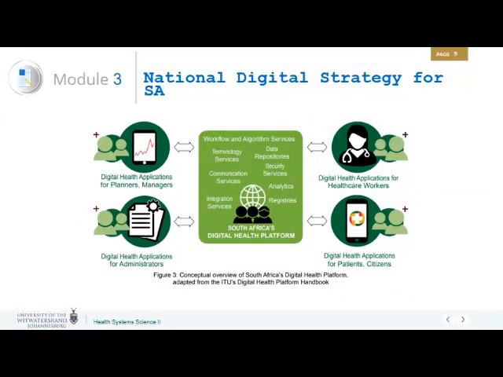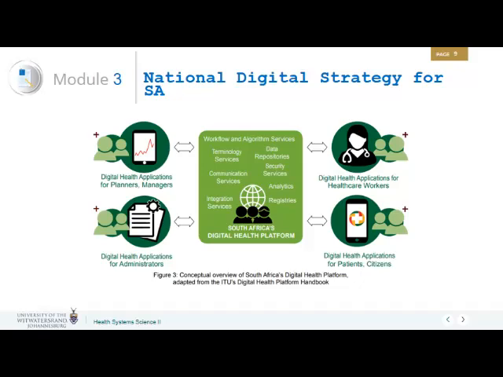Slide 9, our final slide, looks at the conceptual overview of this particular strategy, the South African Digital Health Platform. And you can see in the center here that we have a central digital platform that does a number of things. First of all, it helps with terminology to make sure that terminology is consistent throughout the health system and that there is not confusion between what we are referring to for different diseases or conditions.